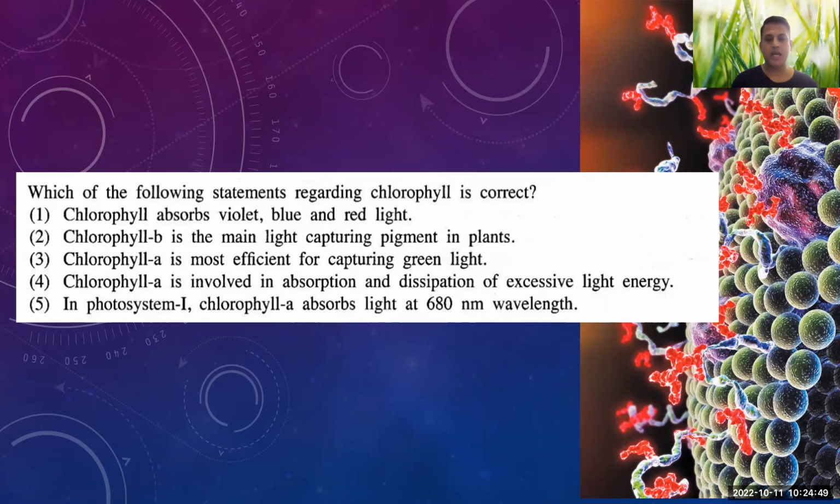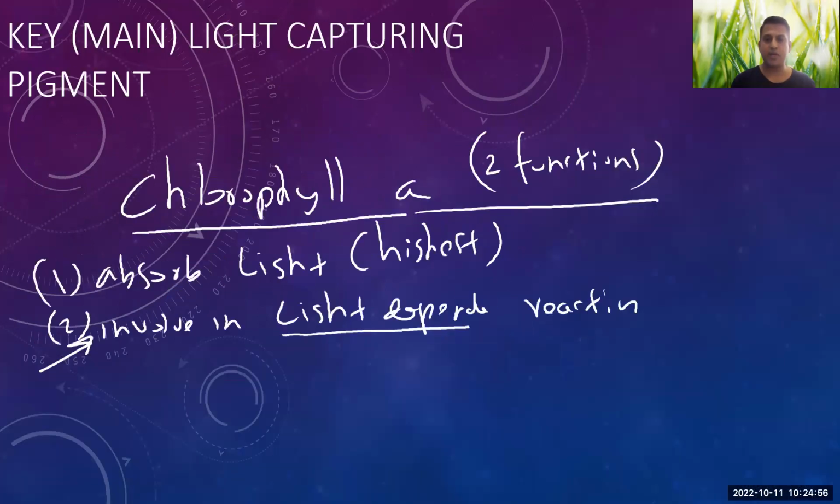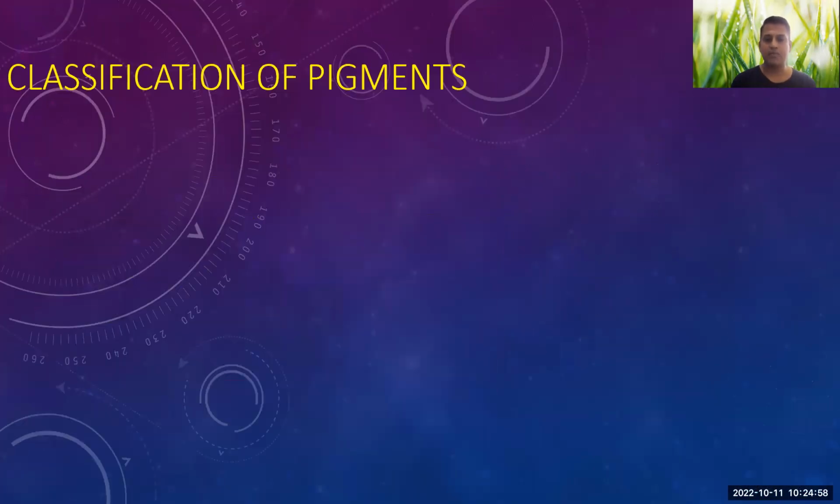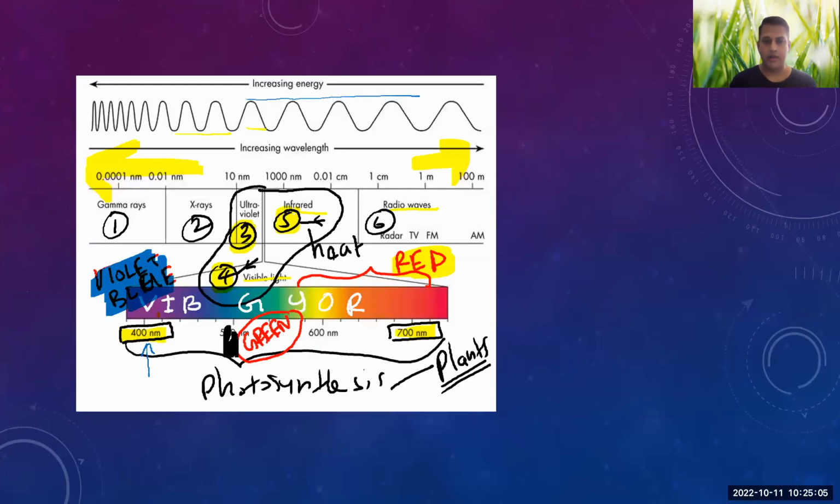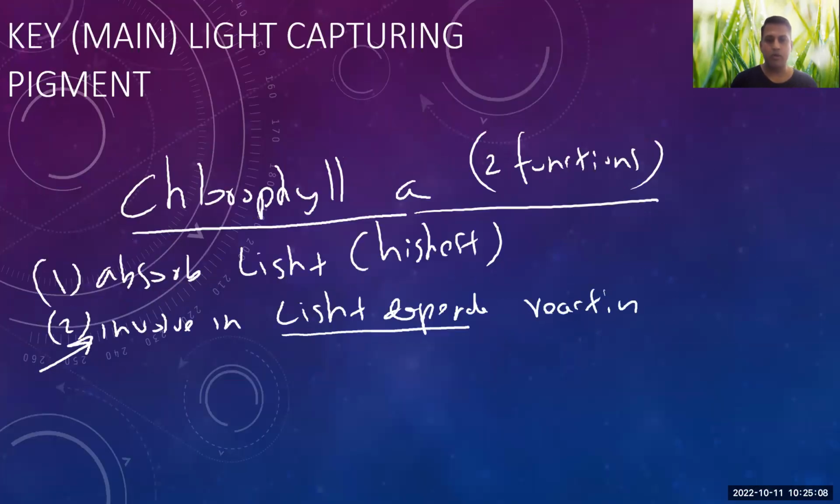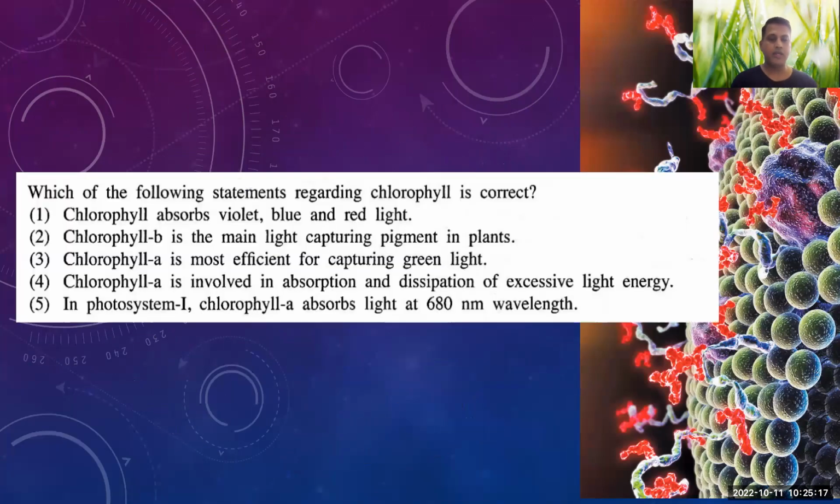Chlorophyll B is the main light capturing pigment in plants. I told you many times chlorophyll A is the main light capturing pigment. And I mentioned chlorophyll A is very important because it can absorb the highest amount of light. Second thing, it is involved in the light dependent reaction. Then the third one, chlorophyll A is the most efficient for capturing green light.